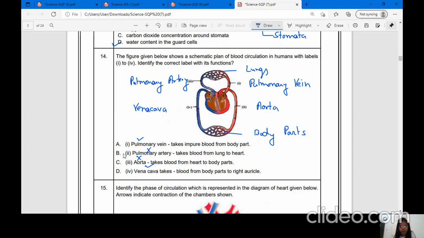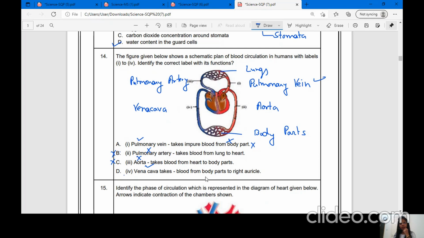You just eliminate B and C because it is absolutely wrong. Let's see the second part of A and D options. Pulmonary vein takes impure blood from body parts. So this is pulmonary vein. Takes impure blood from body part? No, it is coming from lungs and it always carries oxygenated blood. So here this is wrong. Explanation is wrong. Now come to option D.